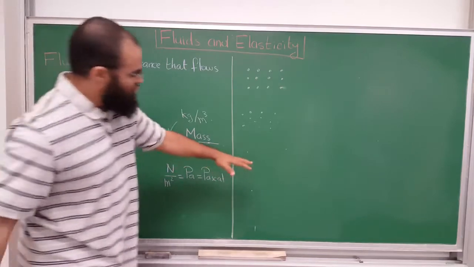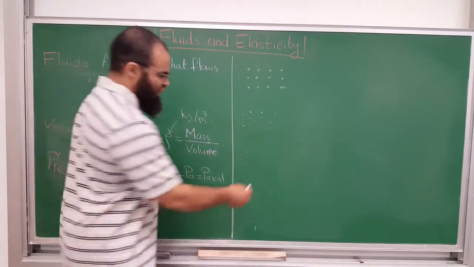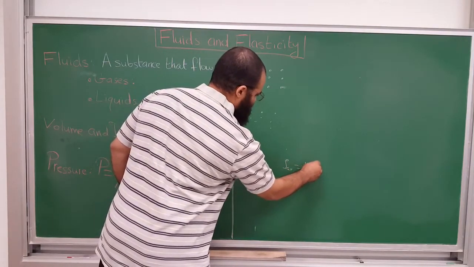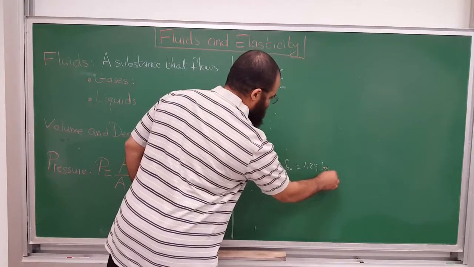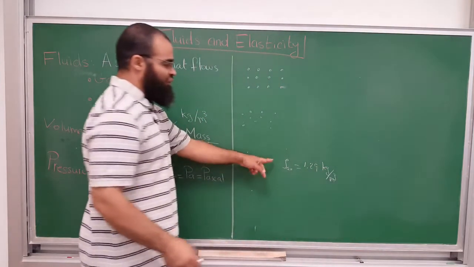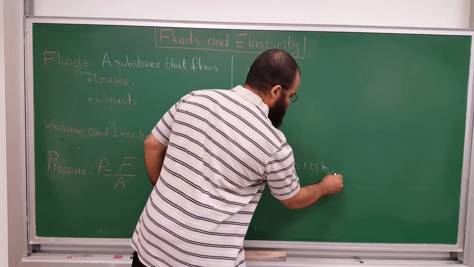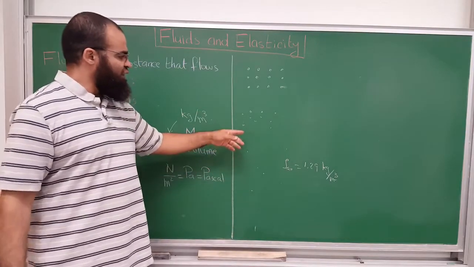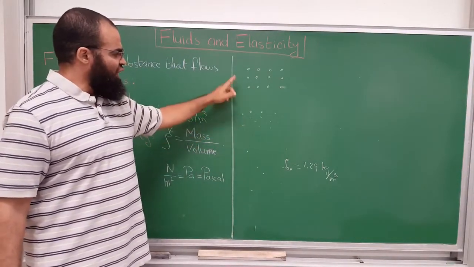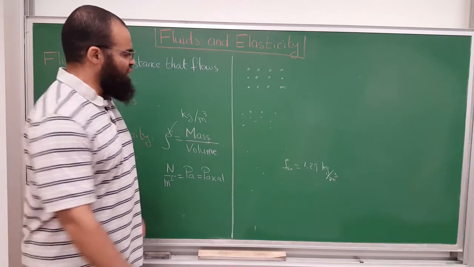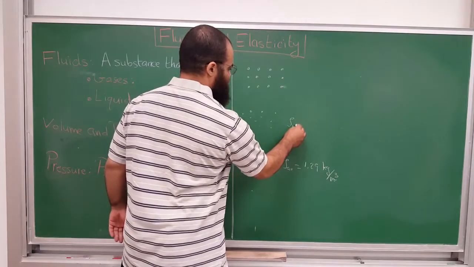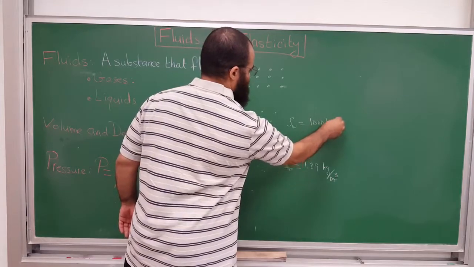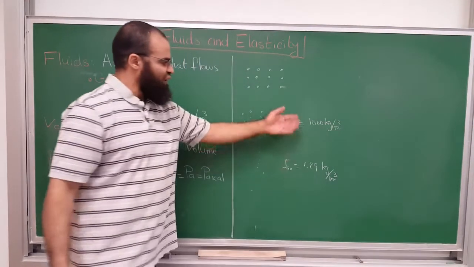Gases, because the molecules are farther apart, have very low density. For example, the density of air I think is like 1.29 kilograms per cubic meter, and it depends on the temperature really strongly. The density becomes lower if you increase the temperature, since the gas expands. Liquids and solids, their density is fairly constant. For example, the density of water is 1,000 kilograms per cubic meter. As you see, it's much larger, about 1,000 times.